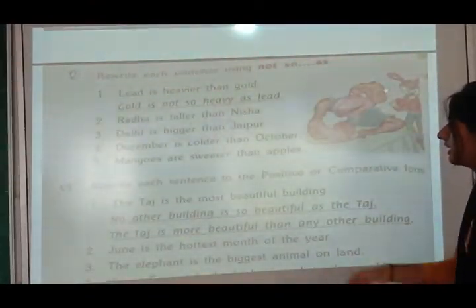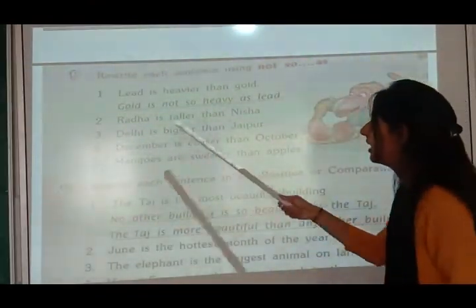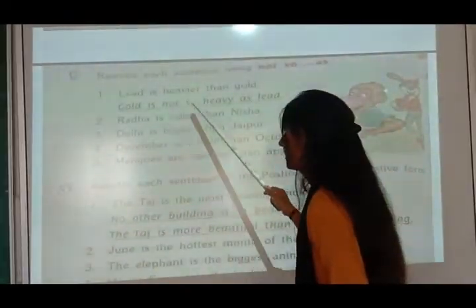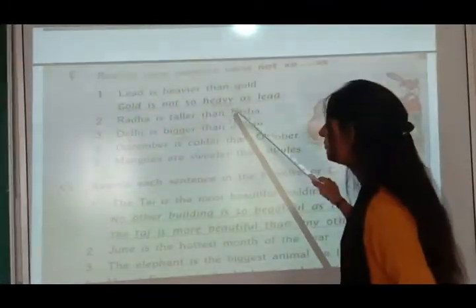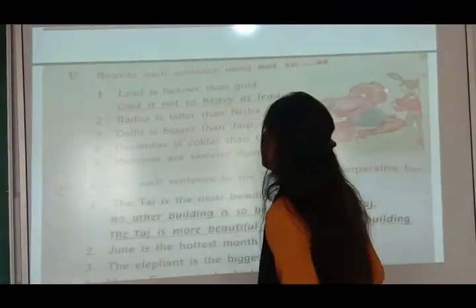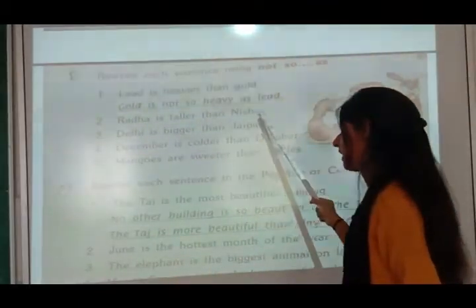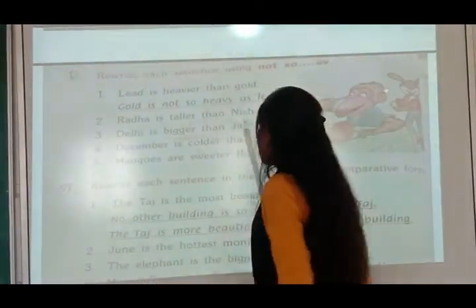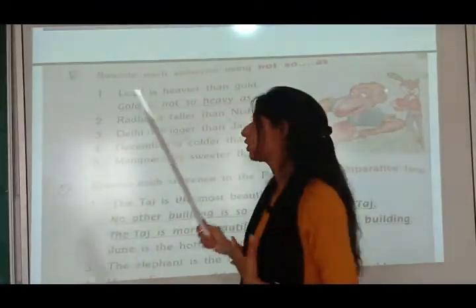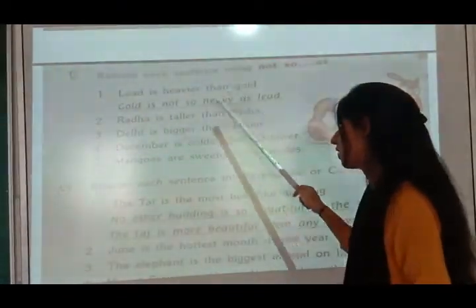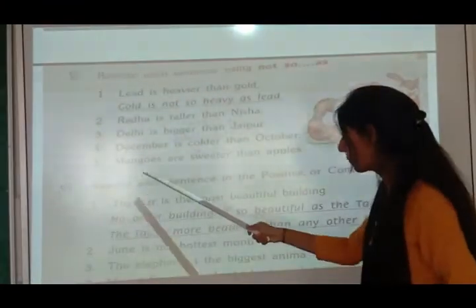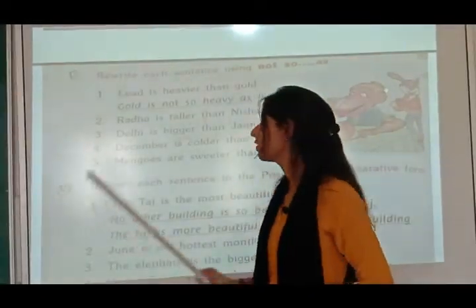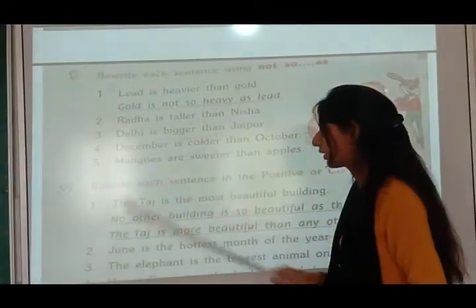Now see, rewrite each sentence using "not so". Lead is heavier than gold. You have to use "not so" here. So gold is not so heavy, heavier becomes heavy, the positive degree, as lead. Radha is taller than Nisha, meaning Radha is taller and Nisha is shorter. So Nisha is not so tall as Radha. Mangoes are sweeter than apples. Apples are not so sweet as mangoes.